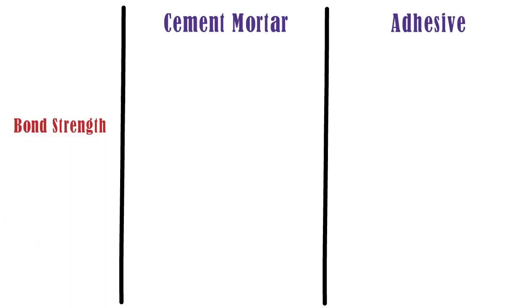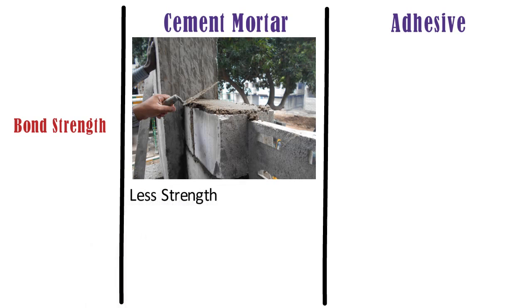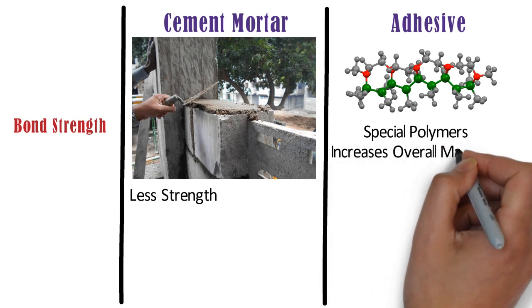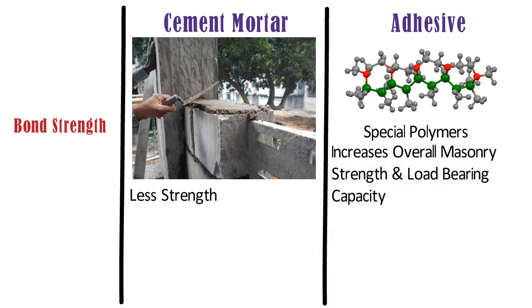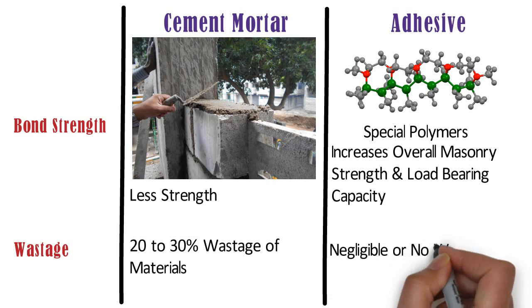Bond strength. The bond strength of cement mortar is less as compared to AAC block adhesive. Whereas AAC block adhesive contains special polymers which give high adhesive strength, which ultimately increases overall masonry strength and load bearing capacity. Wastage. Cement sand mortar accounts for 20 to 30% of wastage during its use. Whereas in case of AAC block adhesive, there is negligible or no wastage during its use.